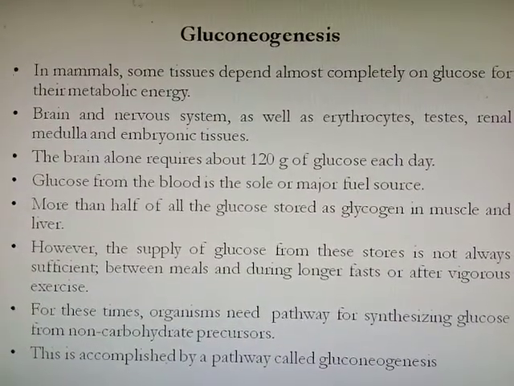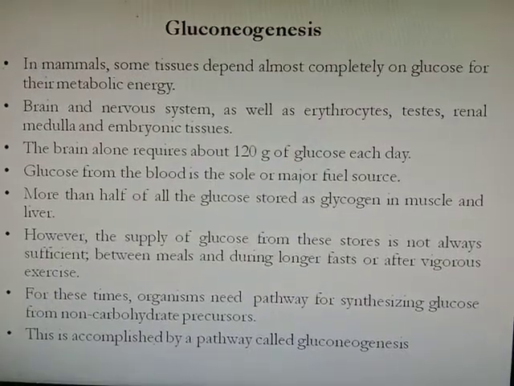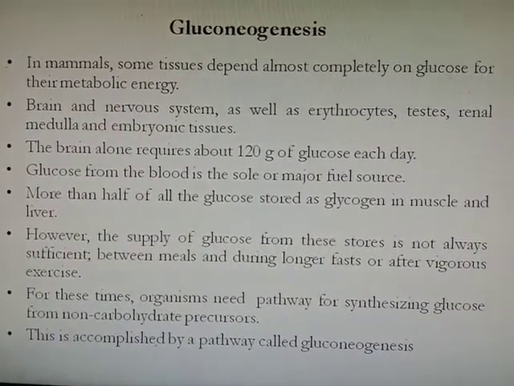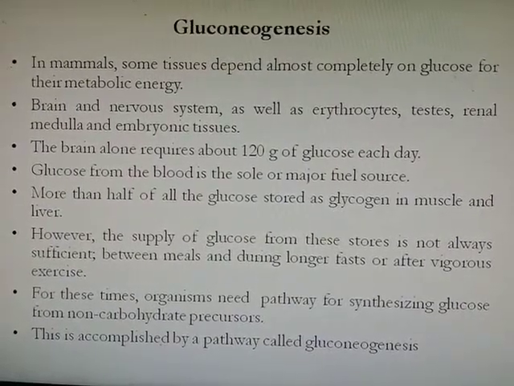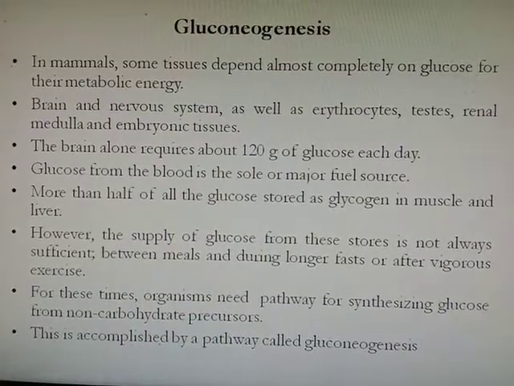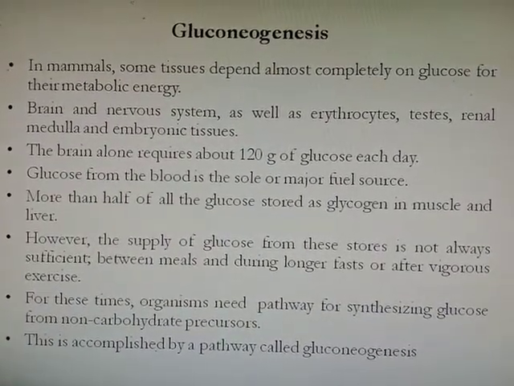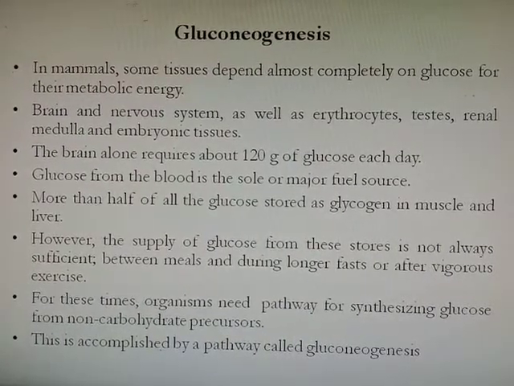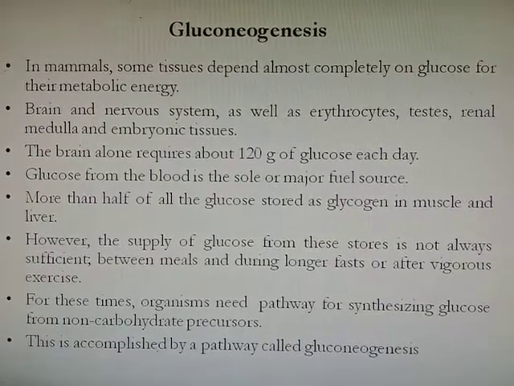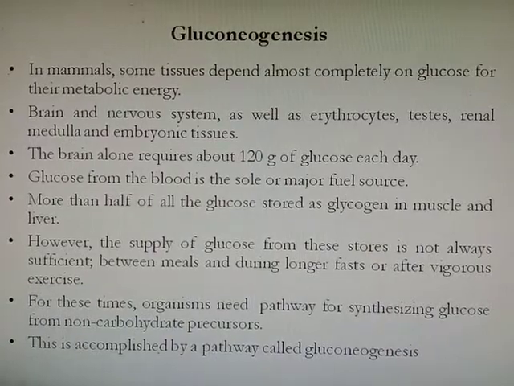Next is gluconeogenesis. In mammals, some tissues depend almost completely on glucose for their metabolic energy. For example, the brain, nervous system, as well as erythrocytes, testes, renal medulla and embryonic tissue. Out of these, the brain alone requires about 120 grams of glucose each day. Glucose from the blood is the sole or major fuel for the brain.